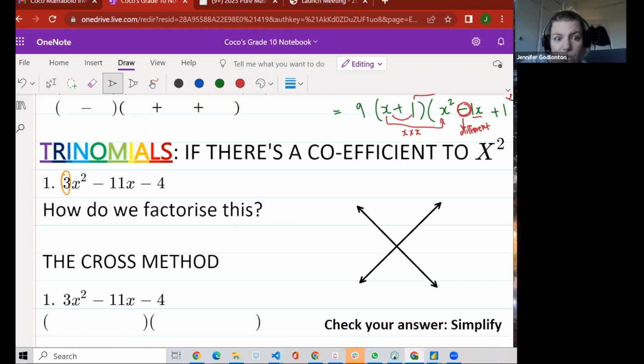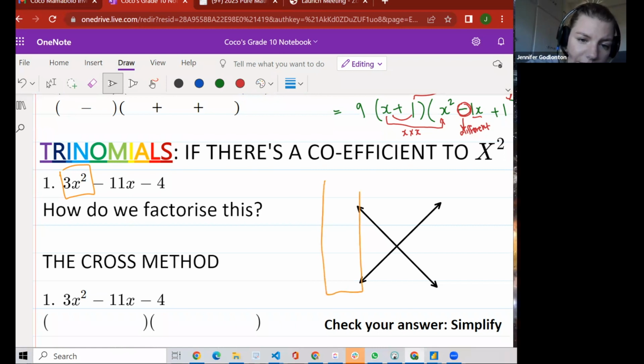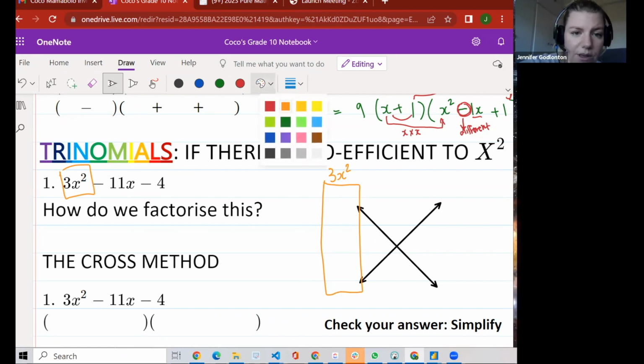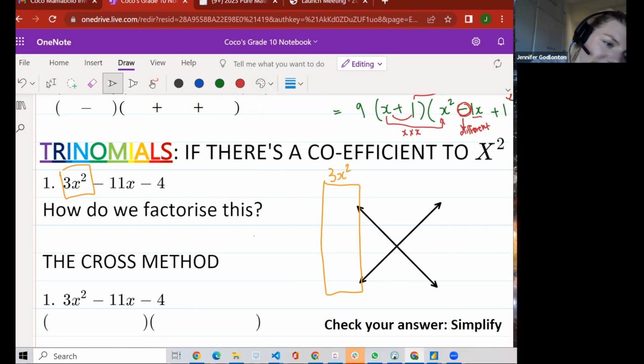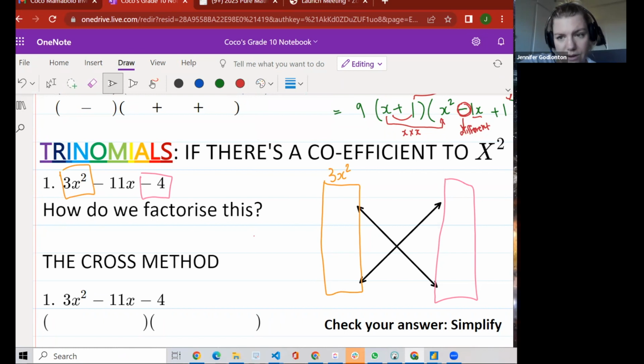Okay, I'm going to do this question really slowly and carefully with you, and I want you to ask as many questions as possible while we go through this example, and then I'm going to give you one to try by yourselves. Okay, but you ask as many questions as you need. So we're going to break this up into 2 sections. We've got this 3x squared over here, and that's going to be the first part of our crisscross. Okay, and then we've got this -4 over here. That's going to be this part of our crisscross.